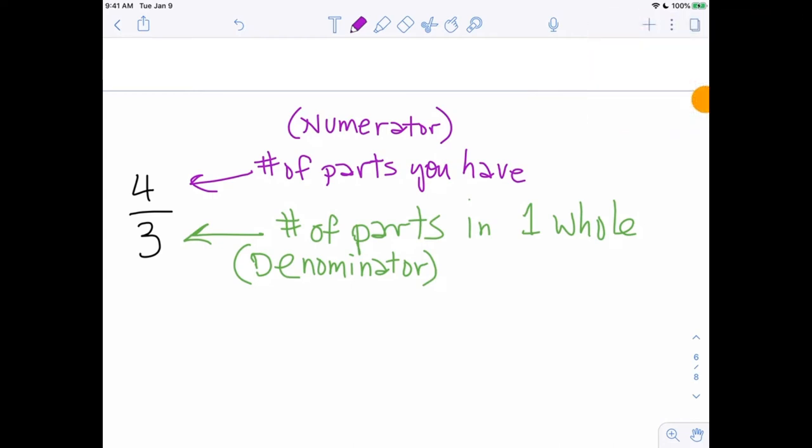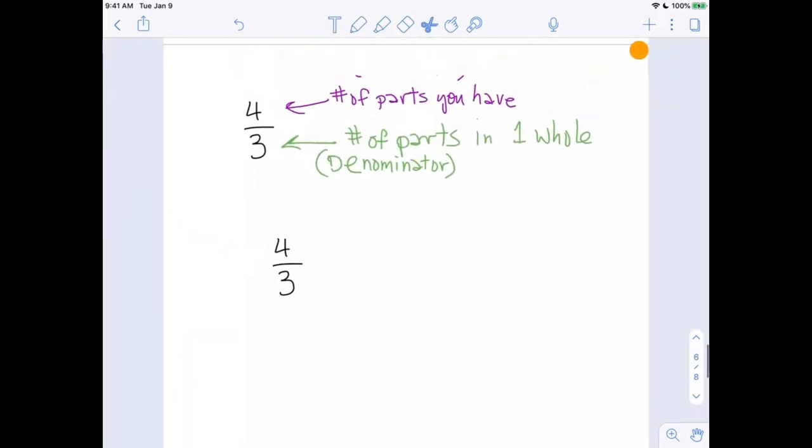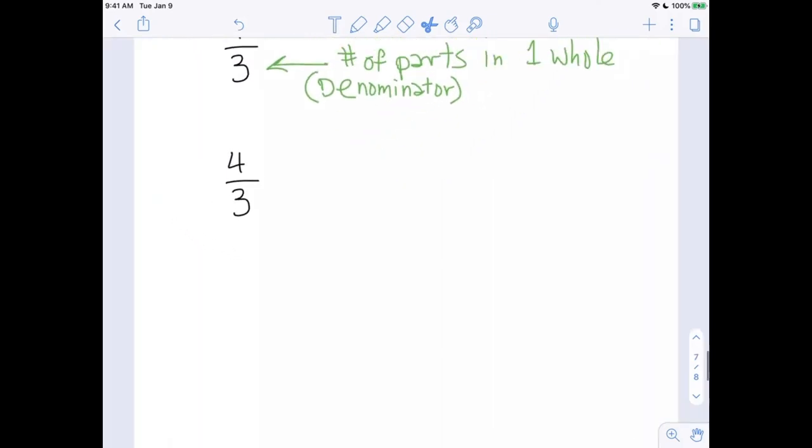So let's dig into that 4/3. And 4/3 means, remember what it means, you have 4 parts, but you only need 3 parts to make a whole. So when 3 parts makes a whole, but you have 4 parts, it means you have more than one whole. So let's just draw a whole cut into 3 parts, and that's supposed to be equal sized parts. And that represents 3 parts that we have.